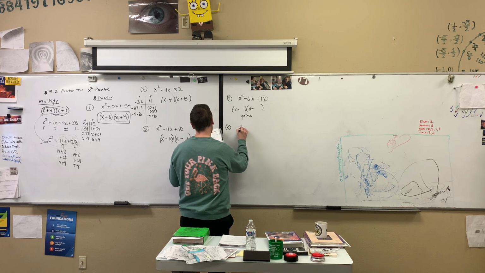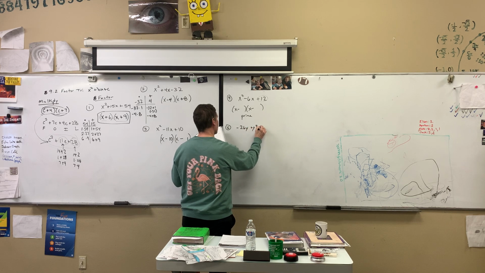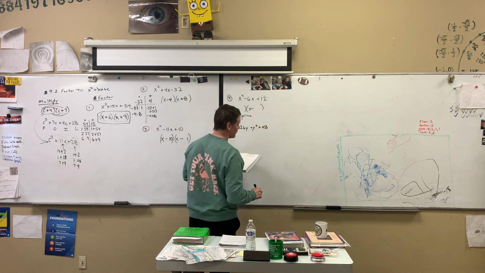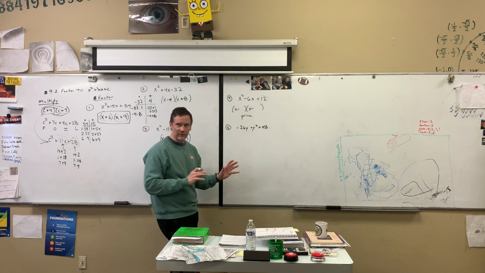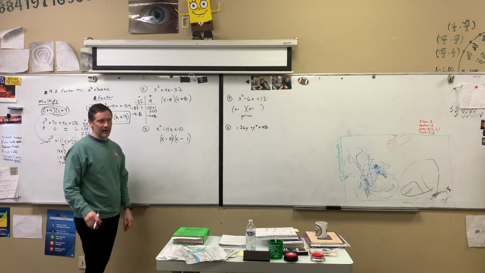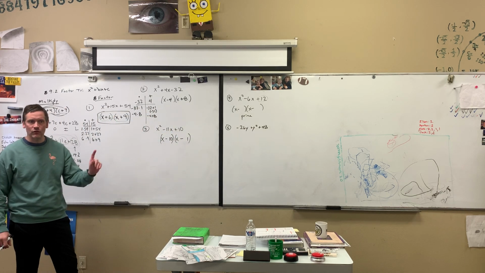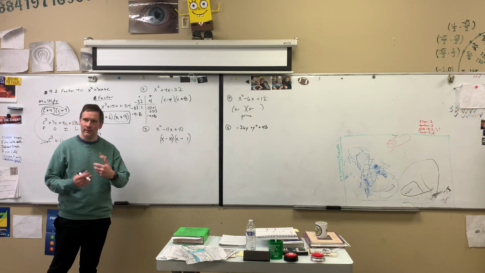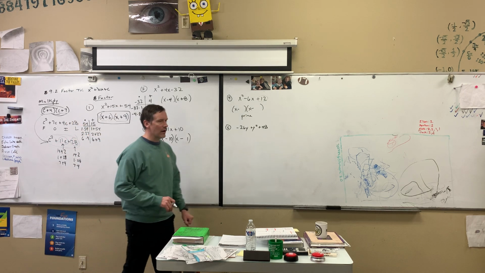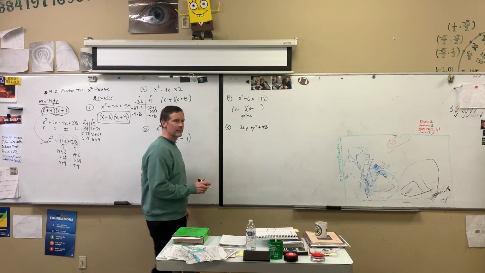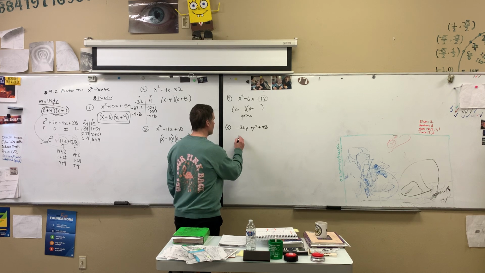Okay, now what happens when you have this? Negative 26y plus y squared plus 48. What about this? It's not in order. Not in standard form, right? So when you do these, make sure you put them in standard form. So how do I put this in standard form? Y squared minus 26y plus 48. Okay, there you go. Now factor that.